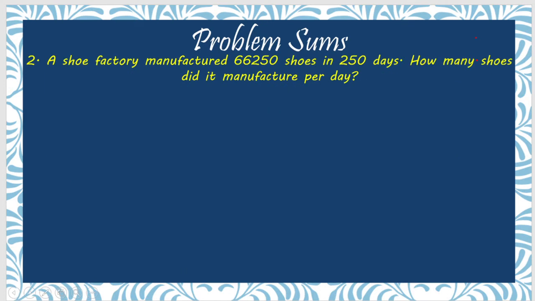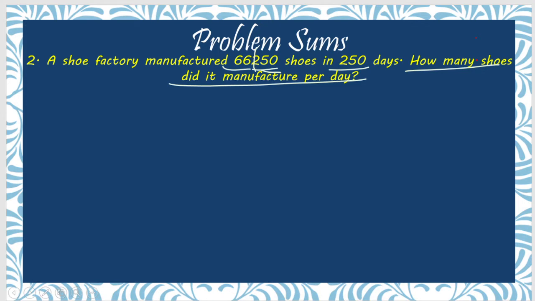Okay, then next question. A shoe factory manufactured 6... You don't have to read the number. You only have to see how many digits: there are 5 digits, then 3 digits. A shoe factory manufactured 66,250 shoes in 250 days. How many shoes did it manufacture per day? The major part of the question is this: how many shoes per day?